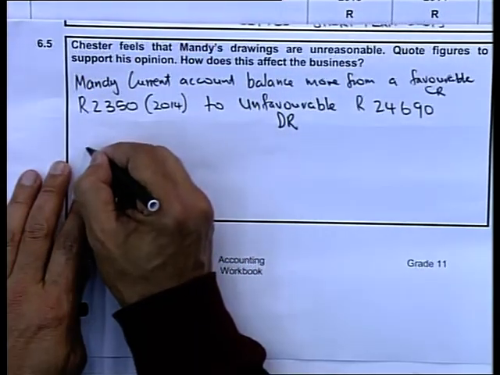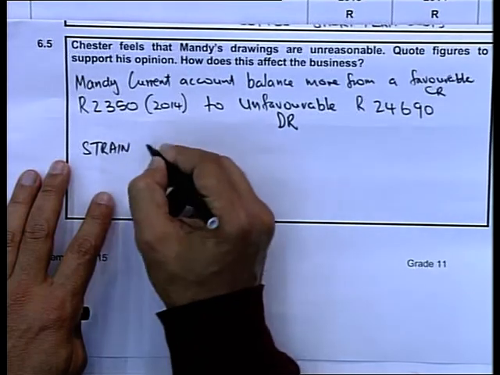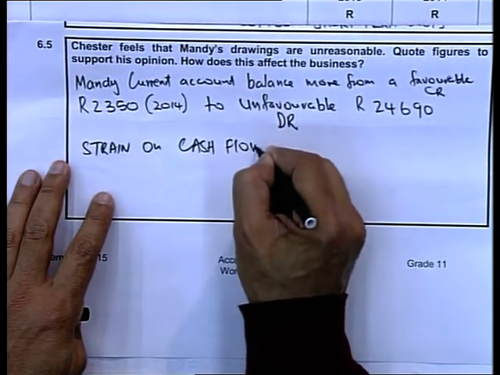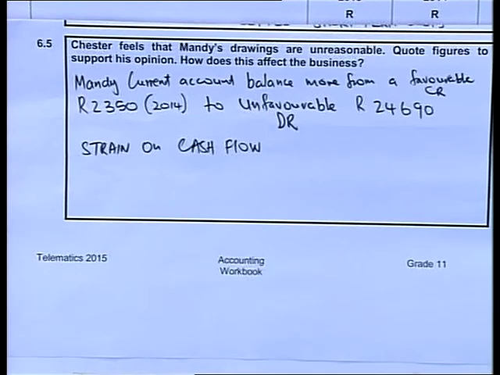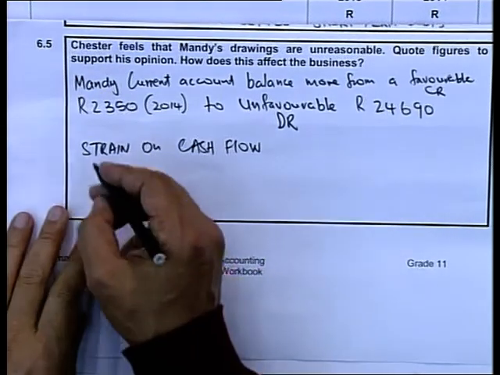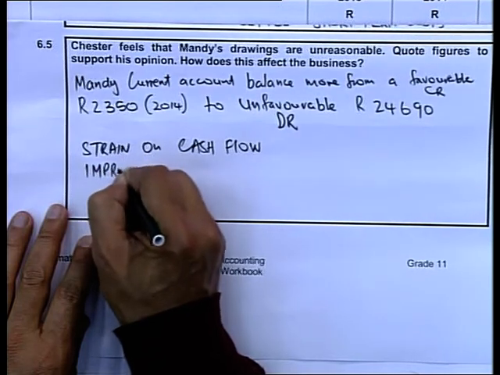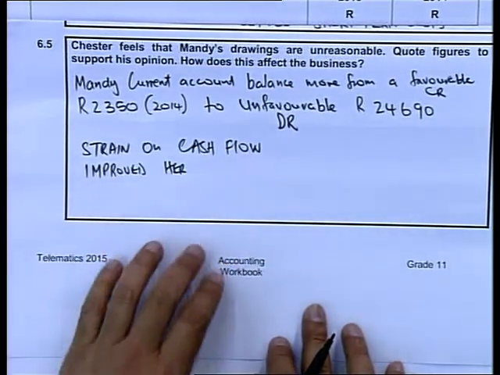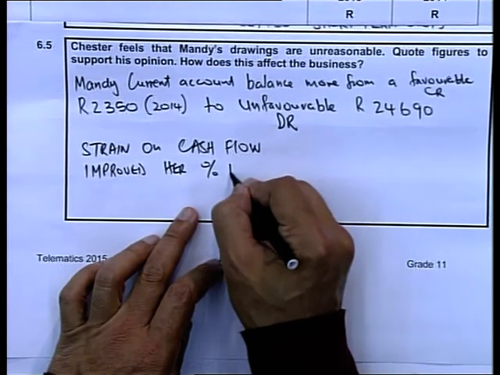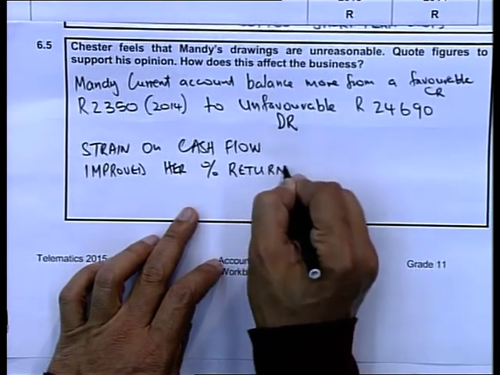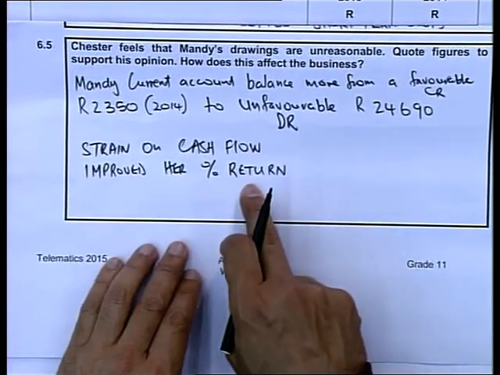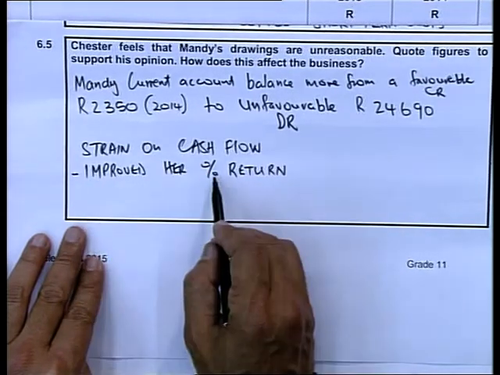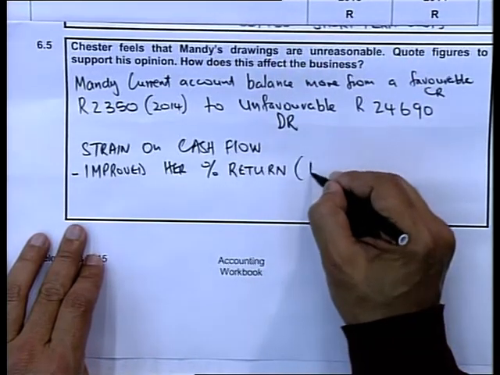And that puts strain on the partnership's cash flow. Okay. Put strain on the partner's cash flow. Right? But this also improved her earnings, or her percentage return. There we go. First of all, it put strain on the partnership's cash flow, but it improved her percentage return. This is not only for Mandy.